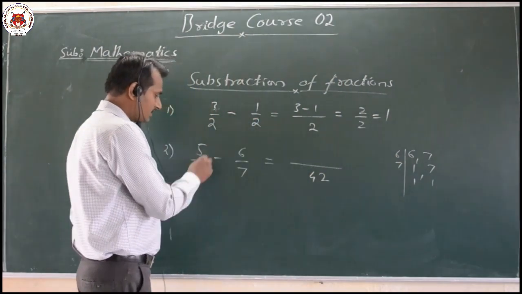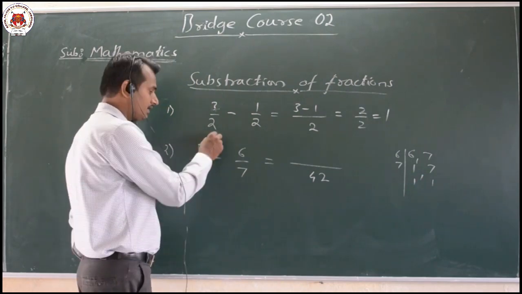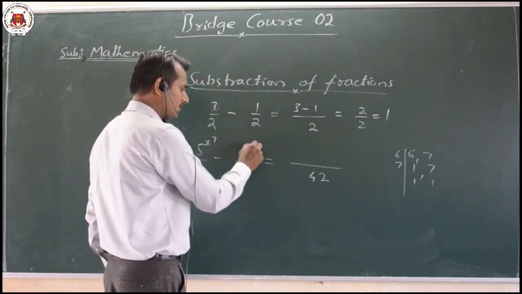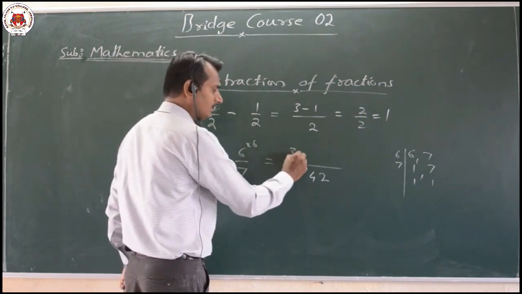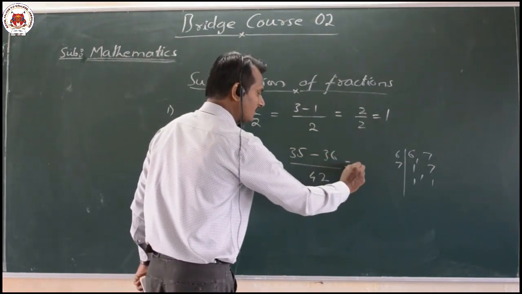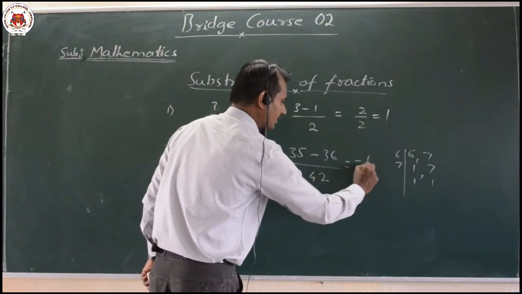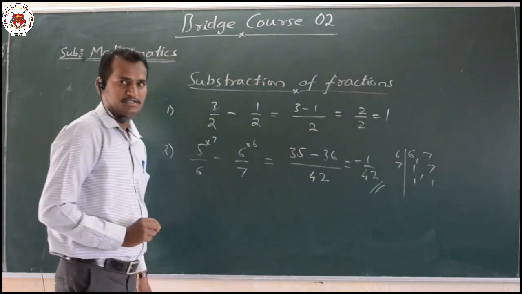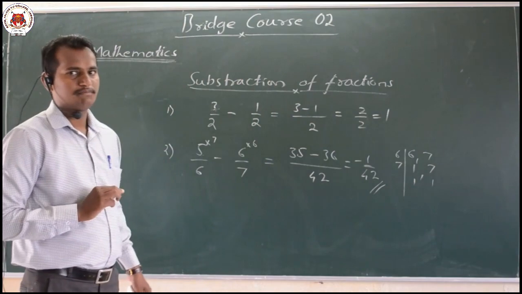Now here 6 into what equal to 42? That is 7. 7 into what? That is 6. So 7 5s are 35 minus 6 6s are 36. So what is the value? Minus 1 divided by 42, and that is your required result. Dear friends, it is a quite simple example.